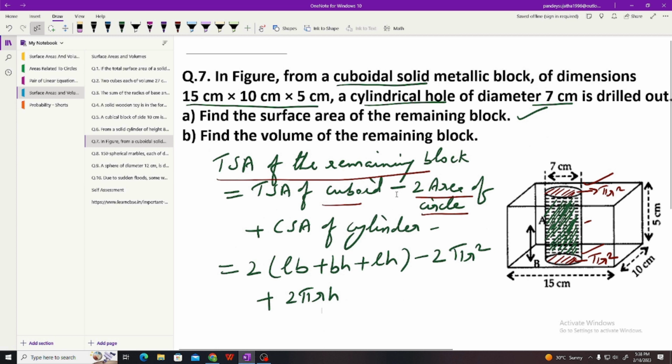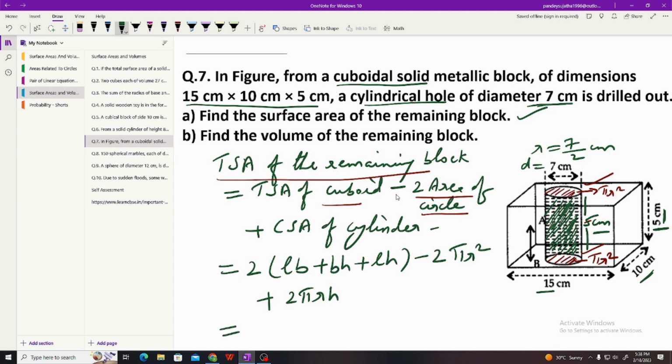Now see the values here. Diameter of the cylindrical hole is 7 centimeter. So the diameter is 7 centimeter, then the radius will be equal to half of the diameter. And here length of the cuboid is 15, breadth is 10, and the height is 5 centimeter. So the height of this cylindrical hole will be 5 centimeter. So height of the cylindrical hole will be equal to the height of the cuboid.